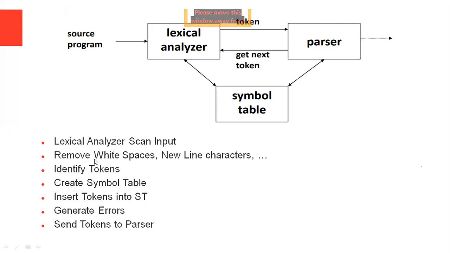Okay, so remove white spaces. We remove the white spaces that are present in a source program and new line characters. So any new line characters can be removed by the lexical analyzer. And identify tokens. So the lexical analyzer can identify the tokens. Then we have to create the symbol table.